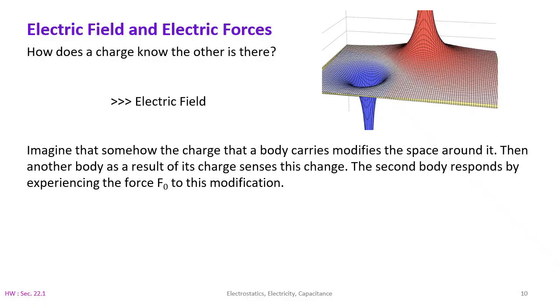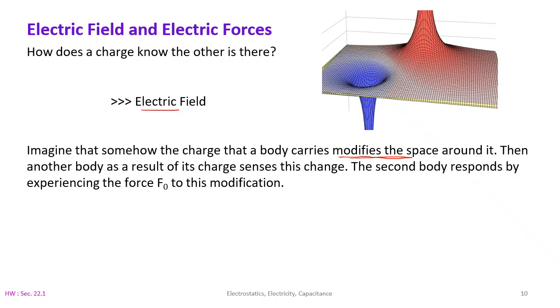Now we're going to spend some time considering how it is that, when you put a charge like Q1 there, how does it know that there are other charges there? How does it feel that force? Now, the mechanism in physics that we talk about is a modification to space. So a charge modifies the space around it. And that modification of space is called an electric field.